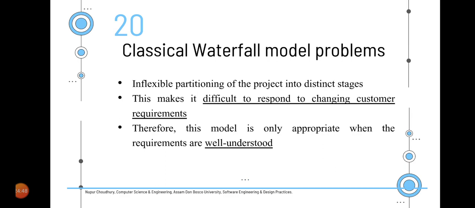We have to deliver the product without that particular feature, or if the customer wants a new feature to be added, we cannot add it at a later stage. Everything needs to be well understood, complete and consistent in the very beginning itself.